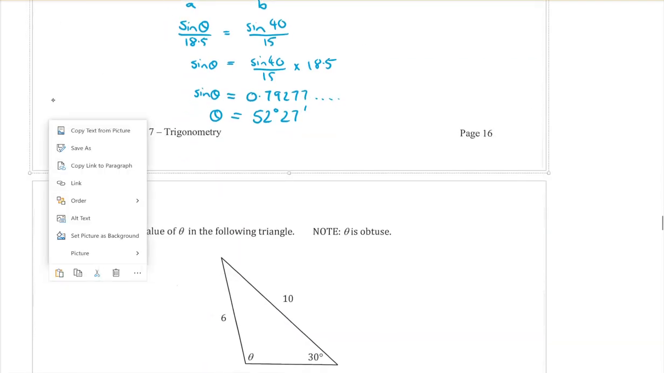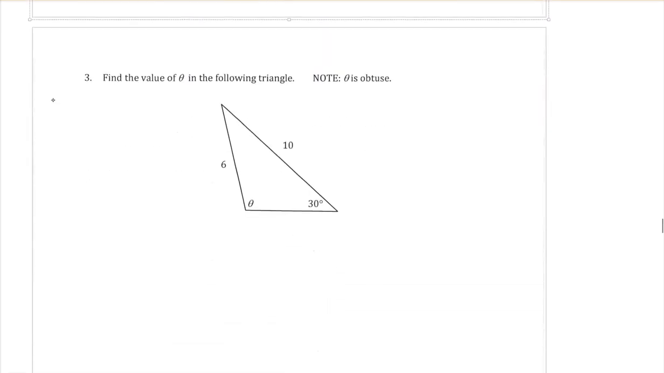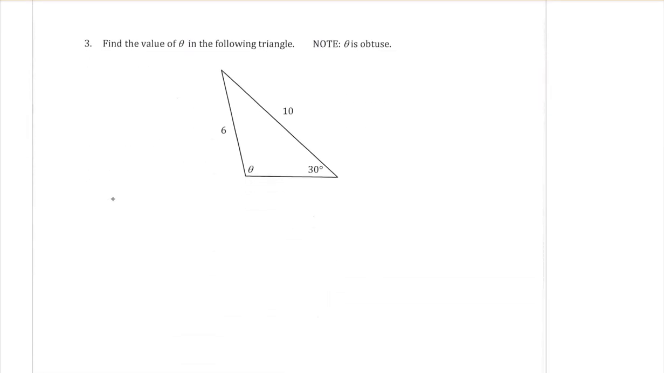Okay, so there's one last question, which is the one where I get to show you our ambiguous case. Find the value of theta in the following triangle, and it says, note, theta is obtuse. You can kind of see that from the diagram, that's bigger than 90 degrees, but it is also telling you that in the question.